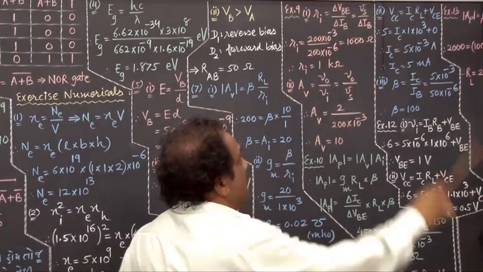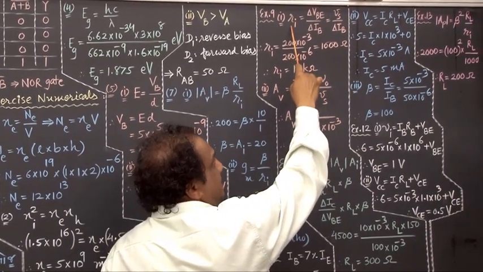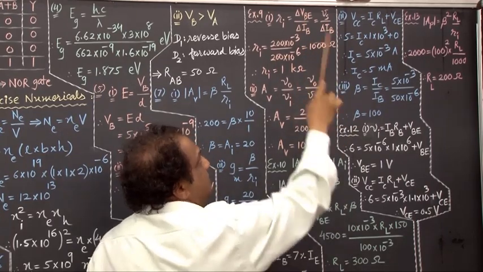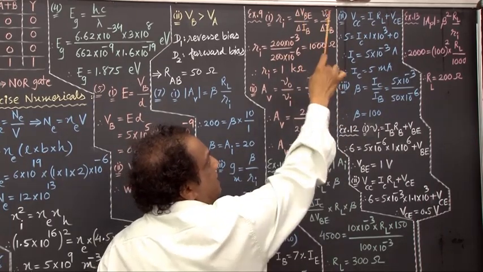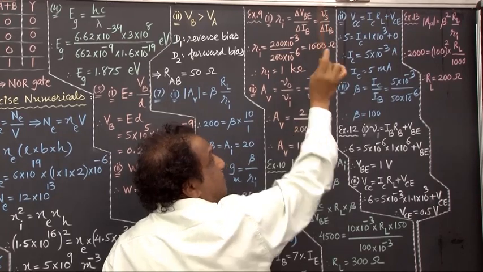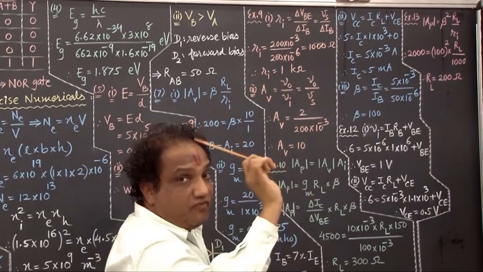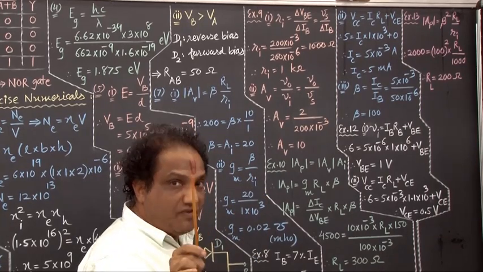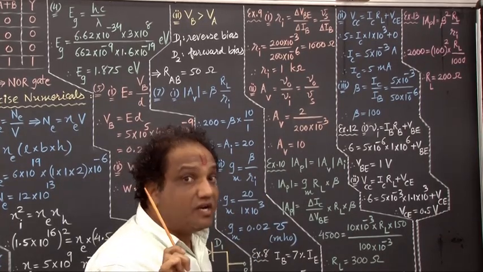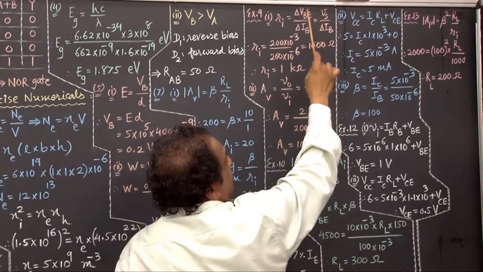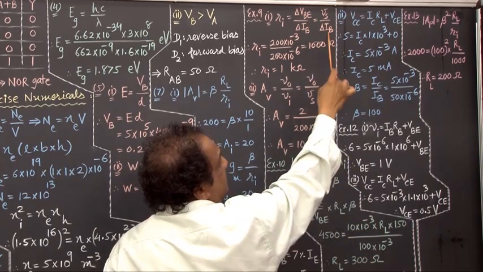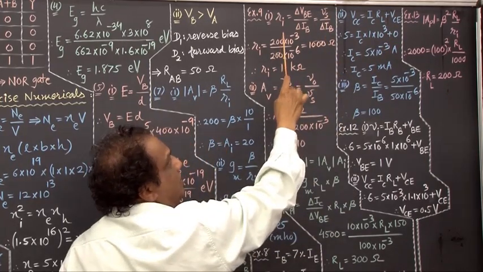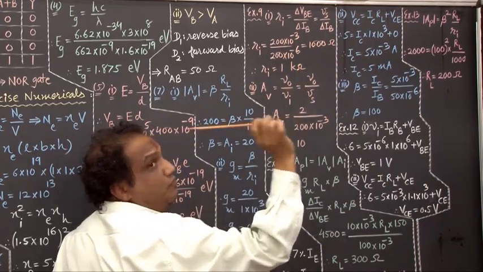Read it. By formula, input resistance is change in base voltage divided by change in base current. This change in base voltage is as good as signal voltage, Vs. We had discussed in the theoretical part, in case of use of transistor as an amplifier, remember Vs equals delta VBE. Fine. This delta IB as it is. This signal voltage, you are given 200 millivolt. Convert it into volt, multiply by 10 raised to minus 3.